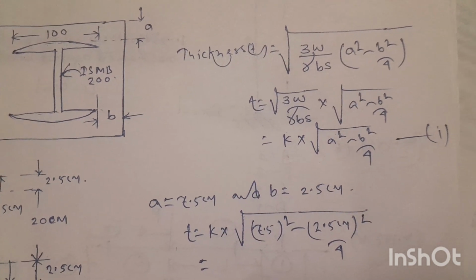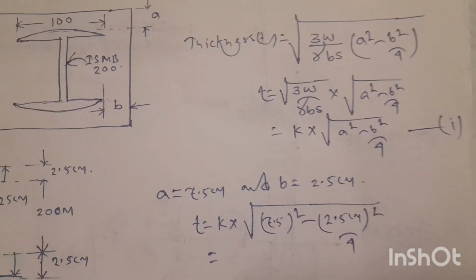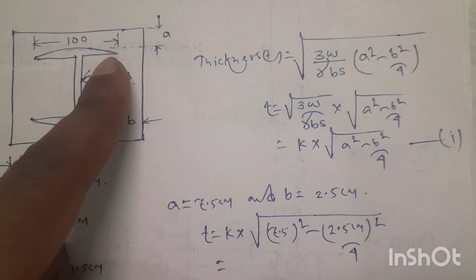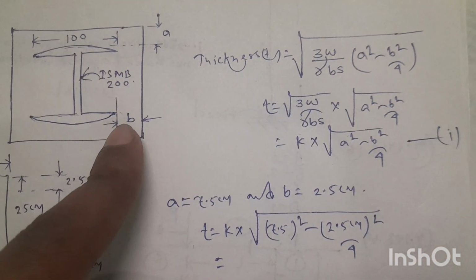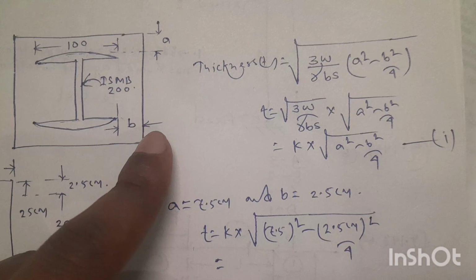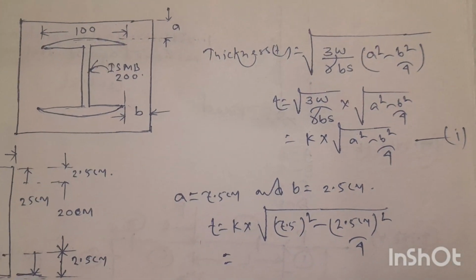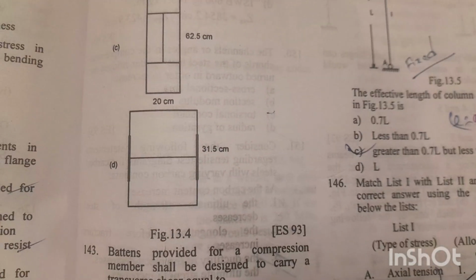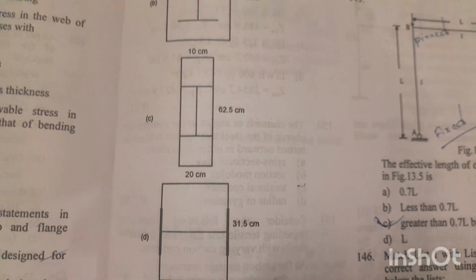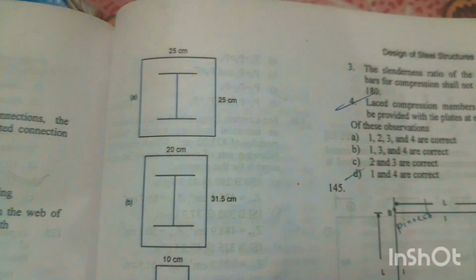And A is the longer projection of the base plate from the column. And B is the shorter projection of the base plate from the column. So in the question it is asked that out of these 4 arrangements, which would result in least base plate thickness.